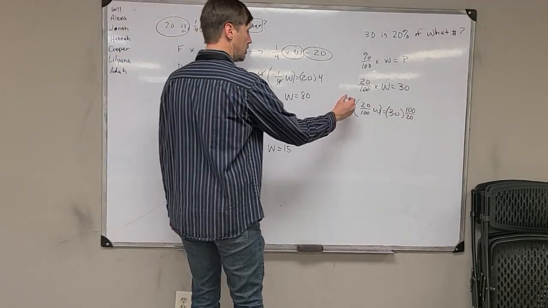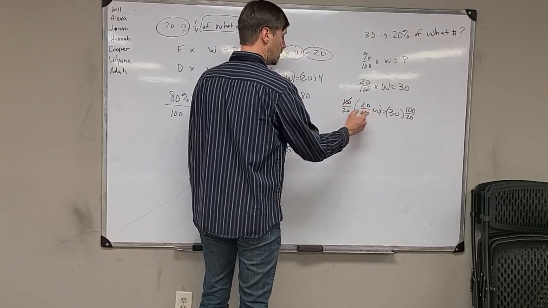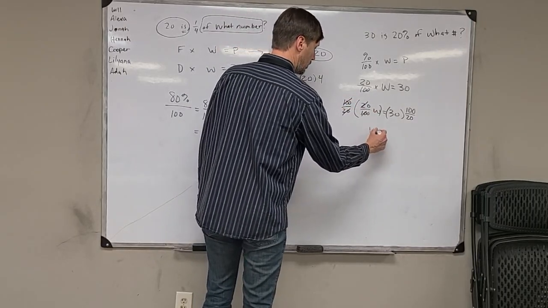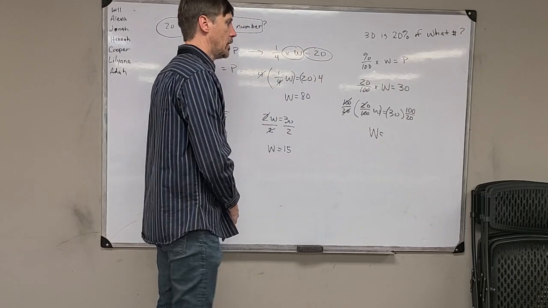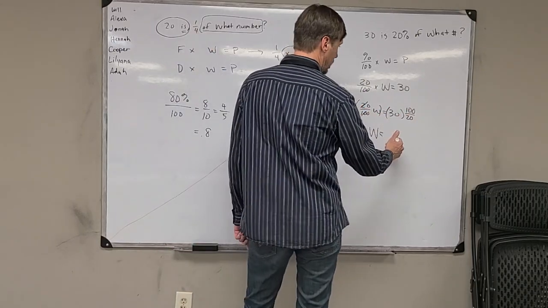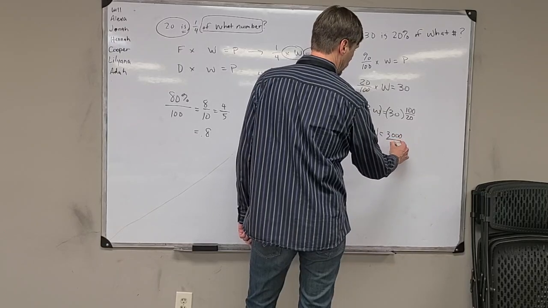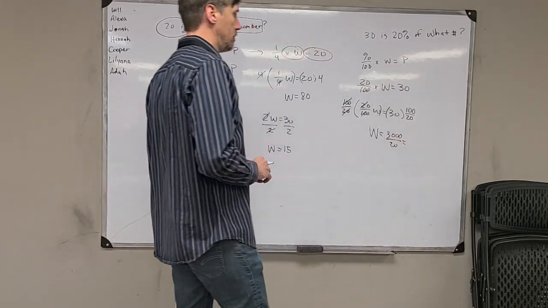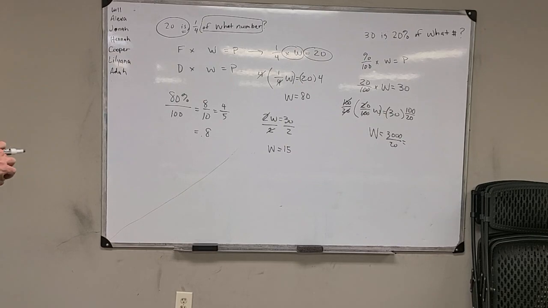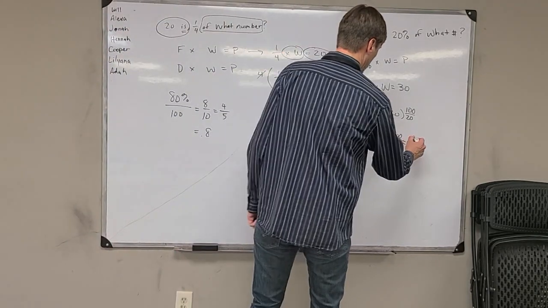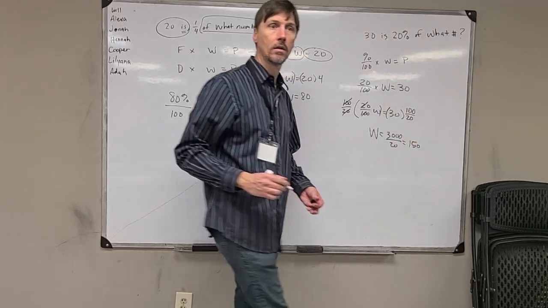So here, my 100s cancel out, my 20s cancel out, so I'm left with just my W here. And then when I multiply 30 times this, I'm going to get 3,000 divided by 20. And if I punch that into my calculator, I'm going to get 150. Is that right? That's what I got. Okay.